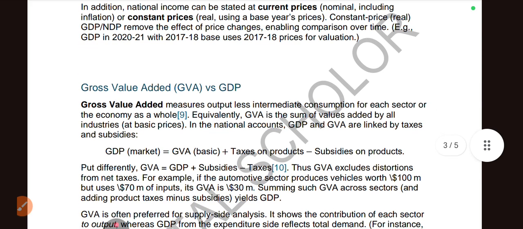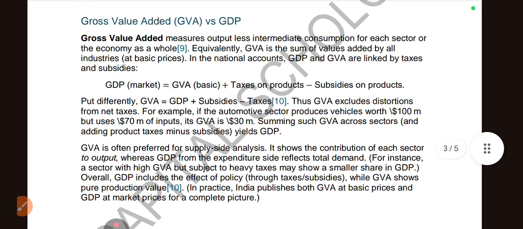Okay. Next is gross value added. Gross value added measures output less intermediate consumption for each sector of the economy as a whole. Equivalently, GVA is the sum of value added by the industries. I will explain you with an example.